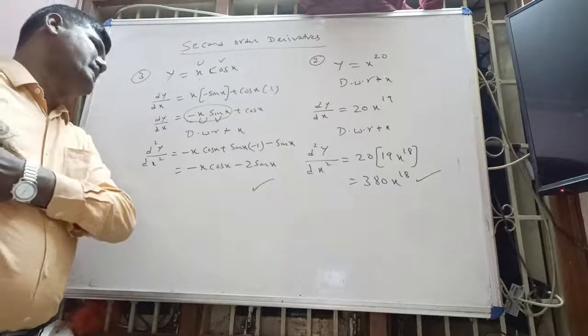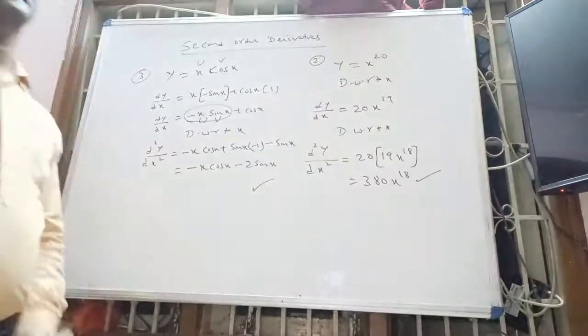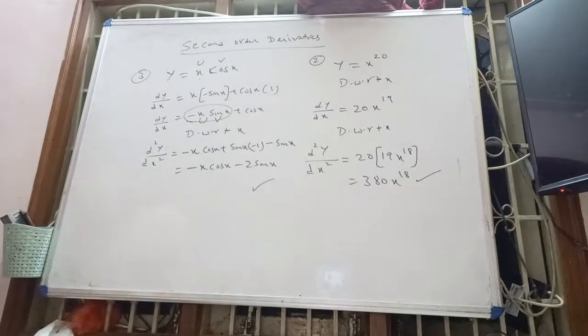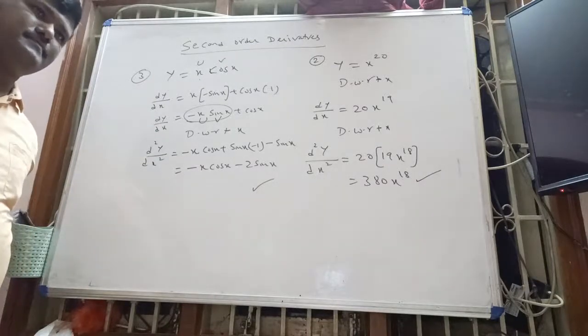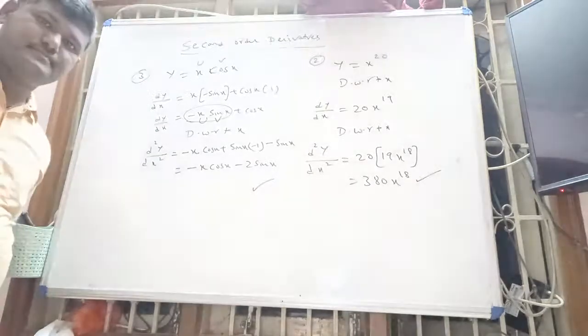Minus x cos x minus 2 sin x. Understood? Correct? Everybody understood? Yes. Copy it.